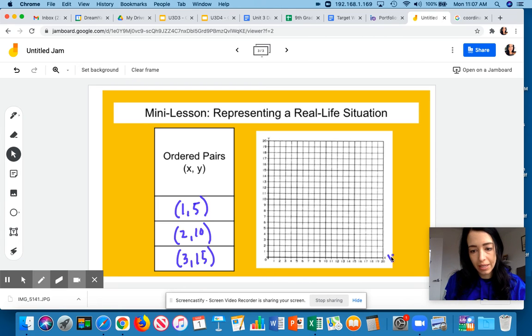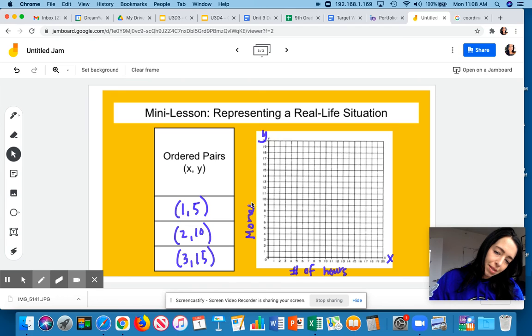Remember, this is my x-axis here and my y-axis here. So my input, or number of hours, would go on my x-axis, and my output, which is money in dollars, sorry, my handwriting is so bad, is going to go on my y-axis.